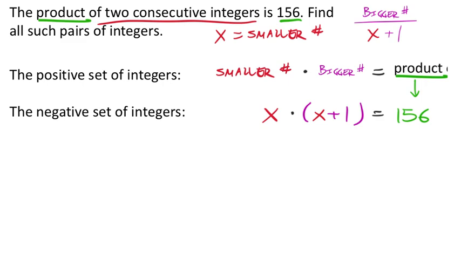Because if we're okay there, then we can start to distribute. So I've got x times x, which will show us x squared. And then x times 1, which is x. And this equals 156.